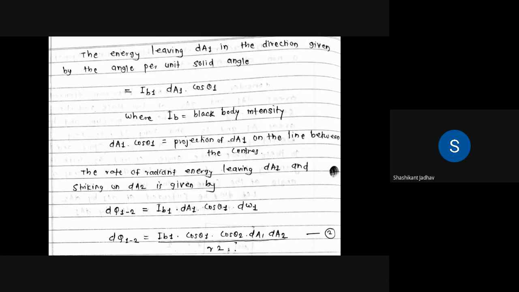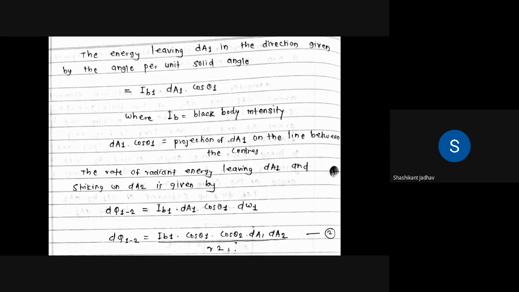Okay, so we have the equation of d omega 1. We have already written it in equation 1. So in that, what is the value of d omega 1? So d omega 1 is nothing but da2 cos theta 2 divided by r square. So that value we have to put in this equation. Instead of d omega 1, we have to put that value.